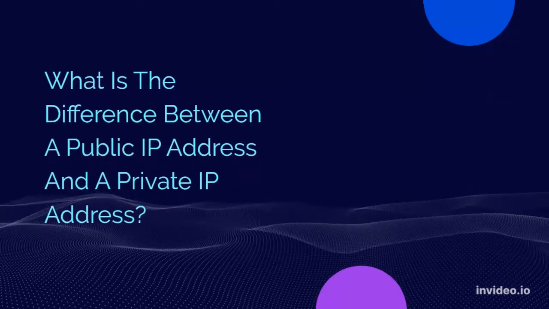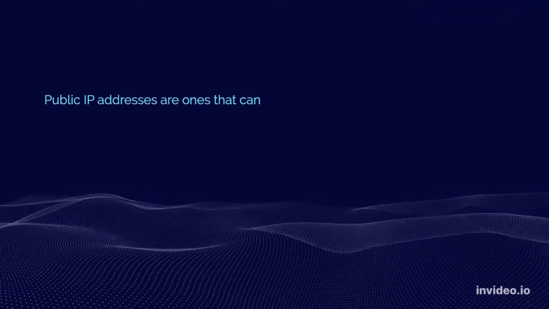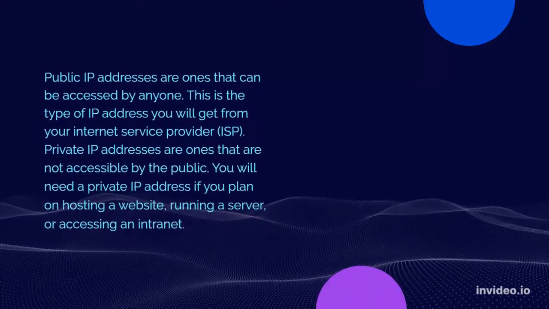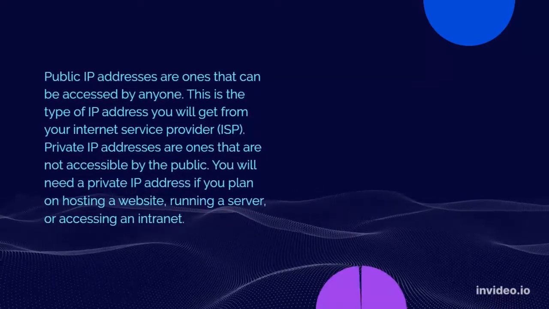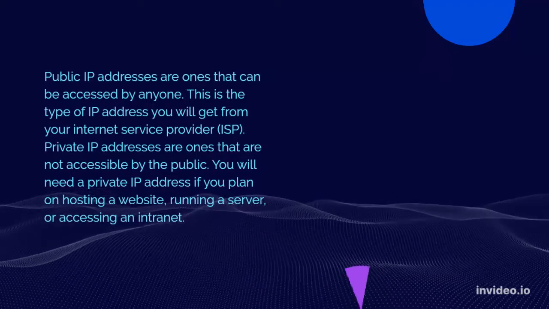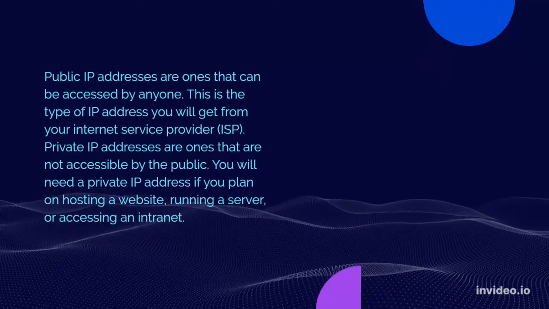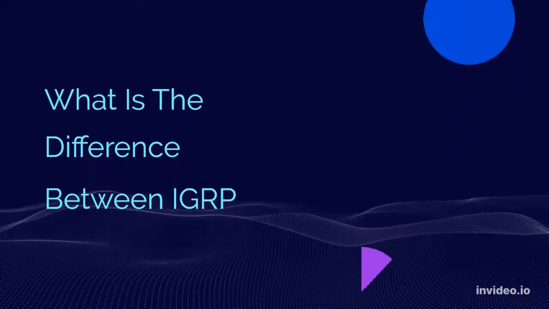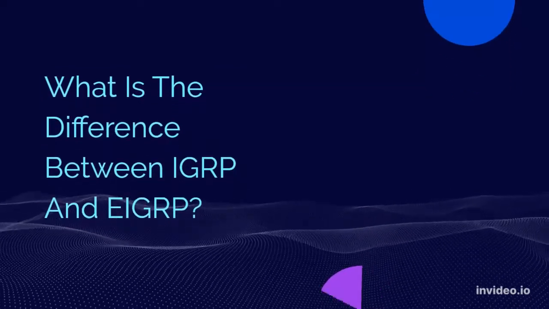What is the difference between a public IP address and a private IP address? Public IP addresses are ones that can be accessed by anyone. This is the type of IP address you will get from your Internet Service Provider, ISP. Private IP addresses are ones that are not accessible by the public. You will need a private IP address if you plan on hosting a website, running a server, or accessing an intranet.